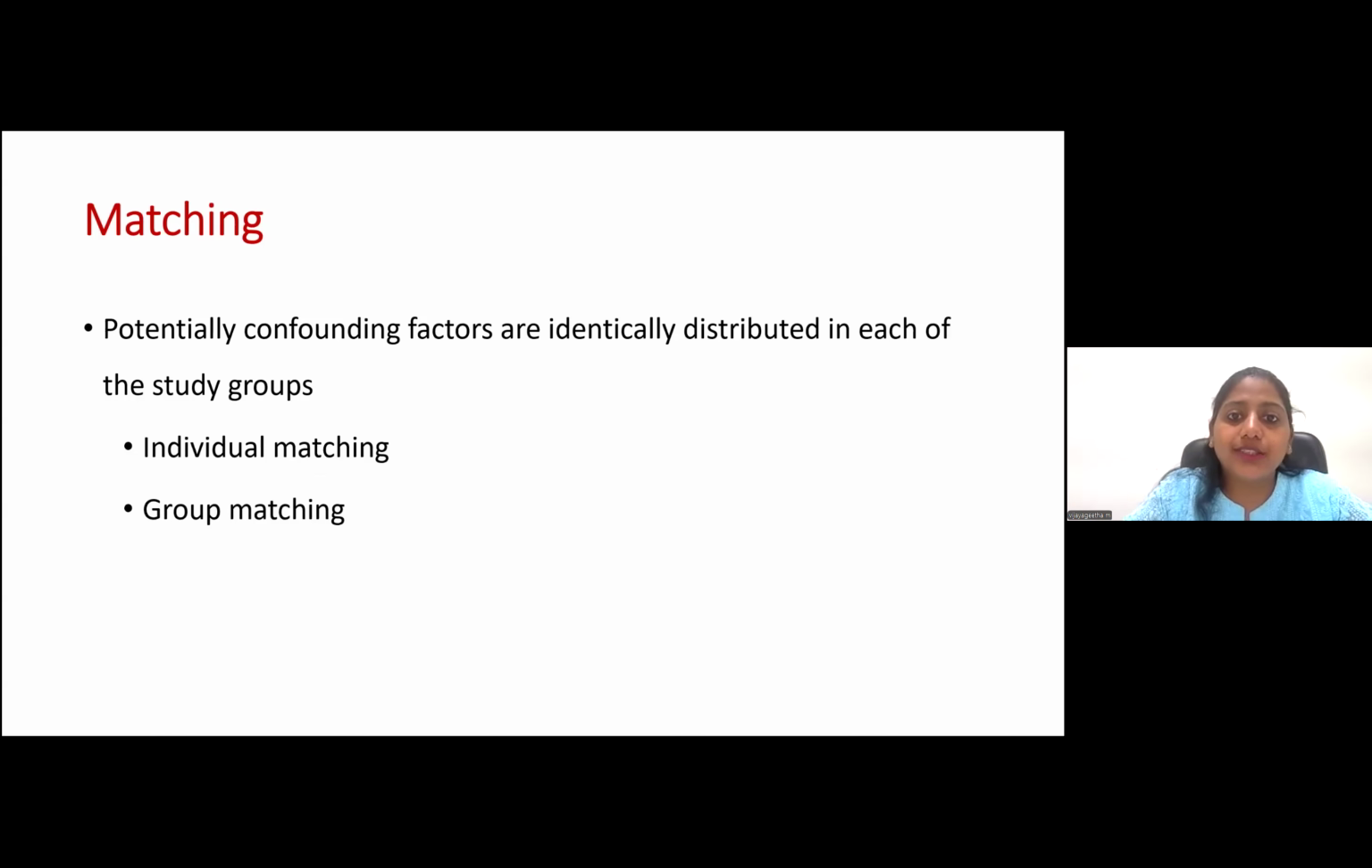So next, coming to matching. So matching, essentially we do it in case of case control studies, right? So we potentially look for confounding. So we may know based on previous literature that some of these factors are confounding factors. These are known confounding factors, and there may be again unknown confounding factors, right? So we can try to match for known confounding factors. So this matching can either be individual matching, that is one-to-one matching.